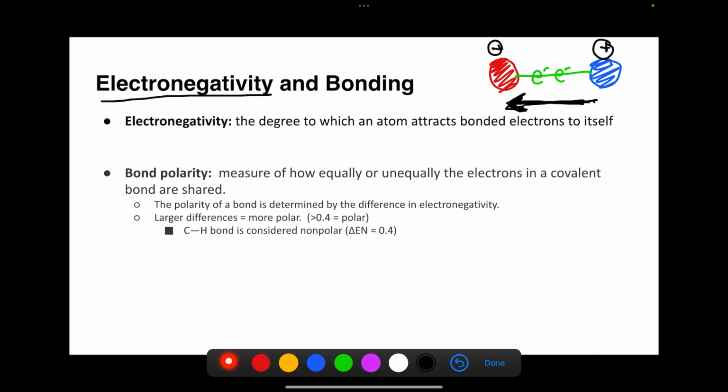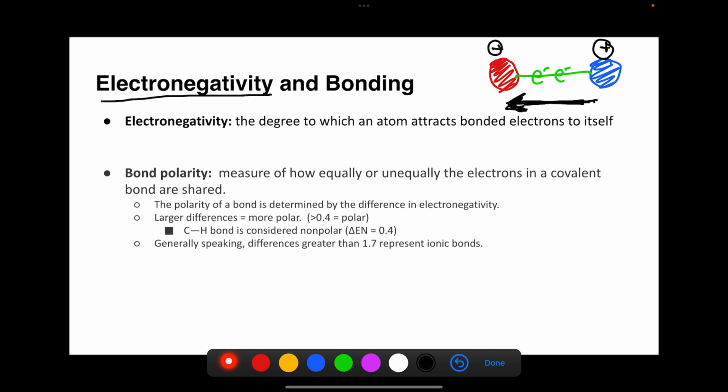For the purposes of our course, we will consider a CH bond to be nonpolar. Its electronegativity difference is 0.4, which is right on the cusp, but we're going to call that a nonpolar bond. This bond is important to remember because it comes up often. We obviously won't discuss every single individual bond in this video, but the CH bond is really common, and it's important to remember it's considered a nonpolar bond because the electrons are relatively equally shared.